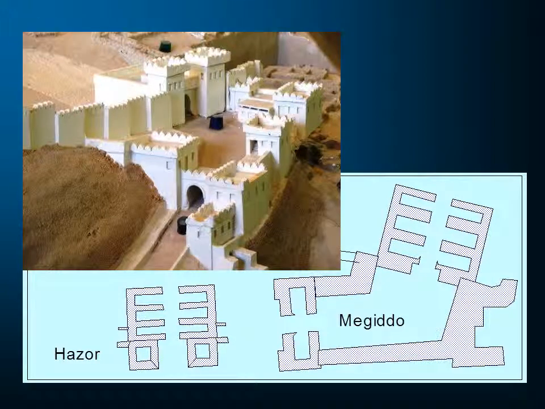Here's a picture of a reconstruction. The reconstruction is both of Megiddo, and it's actually at Megiddo. You have to go there to see the reconstruction. And it shows what this gate assembly would have looked like. Great, massive fortifications protecting the entry into the city.